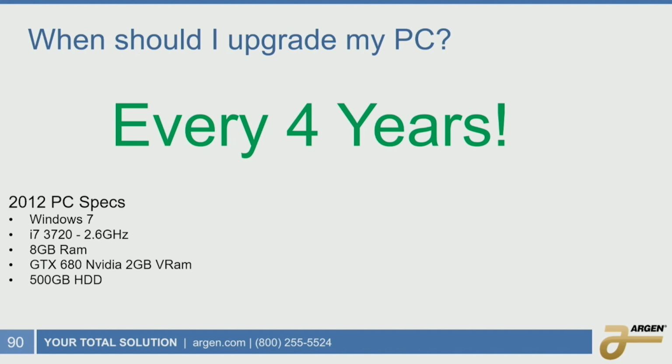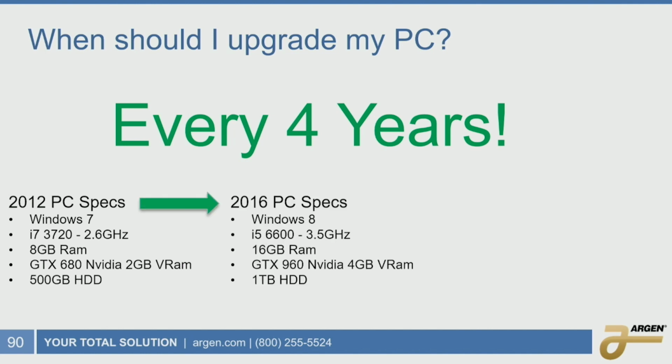So in 2012, your average specs was running Windows 7. As we know, that just got decommissioned. You had an i7, and it was 2.6 gigahertz. You had 8 gigs of RAM. You had a 2 gig video card. And you had an old 500 gig hard drive. In 2016, you might be running Windows 8. You might have an i5 at 3.5 gigahertz, 16 gigs of RAM, a little bit more video card, and you probably had a bigger hard drive.